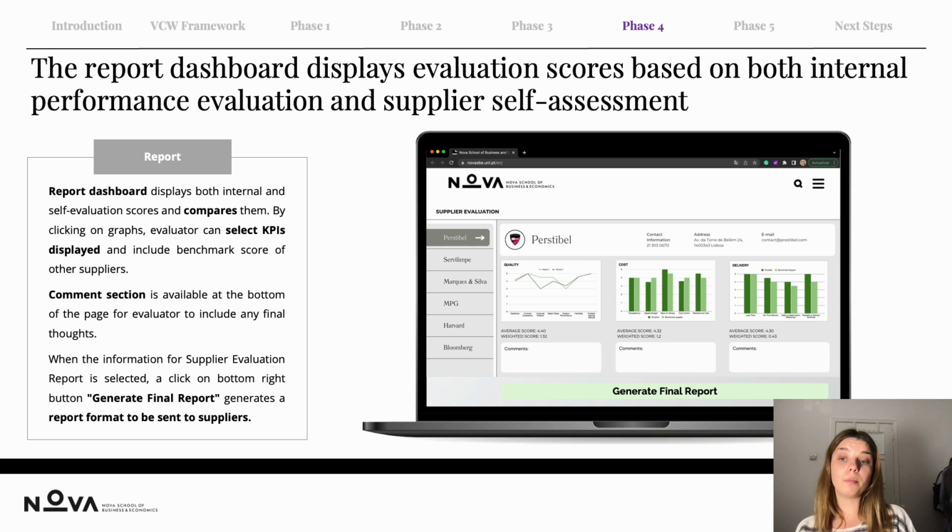And when all the components of the report have been selected, click on the green button, which then generates the final performance report, which should be communicated to the suppliers via email.